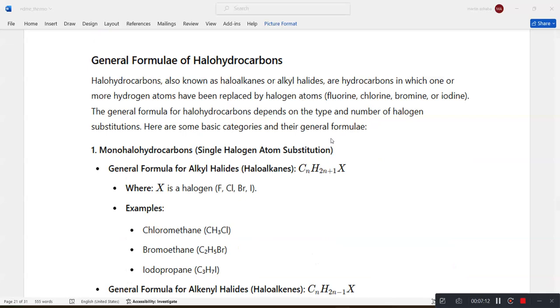These are the group 7 elements that react with the hydrocarbons to form what we call alkyl halides, or what we call halohydrocarbons. So one of them is the monohalohydrocarbons, and these are the hydrocarbons in which a single halogen atom substitutes the hydrogen atom. So an example can be chloromethane, bromoethane, iodopropane.